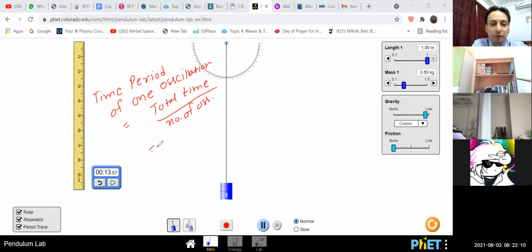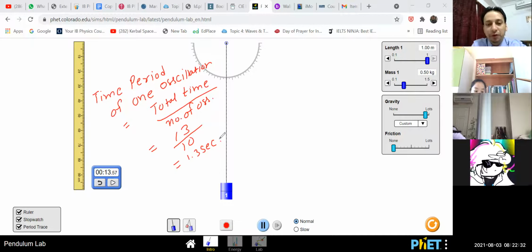So this is equal to total time. What is the total time here? Let me take, for the 1 meter long wire, this time as, suppose, 13. Let me take 13 as the value. Divided by number of oscillations, which are 10. So around 1.3 seconds is the time period of one oscillation.